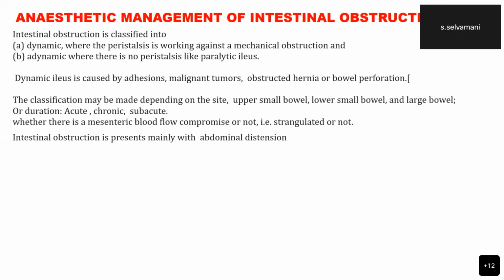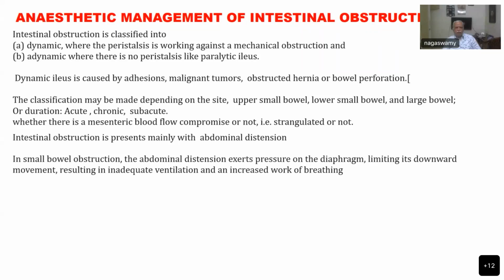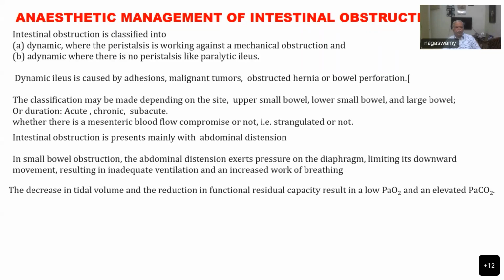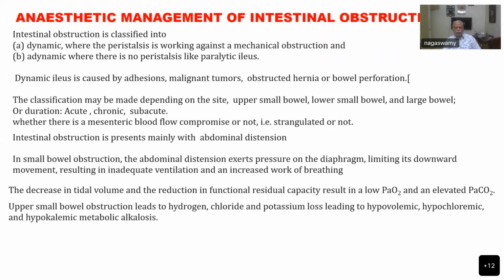Intestinal obstruction presents mainly with abdominal distension, and in small bowel obstruction, the abdominal distension exerts pressure on the diaphragm, limiting its downward movement, resulting in inadequate ventilation and increased work of breathing. So patients, when they arrive with the distension, will always be tachypneic. There is a decrease in tidal volume and FRC, which causes a reduction in oxygenation first, and later an increase in carbon dioxide, producing what is called type 2 respiratory failure.